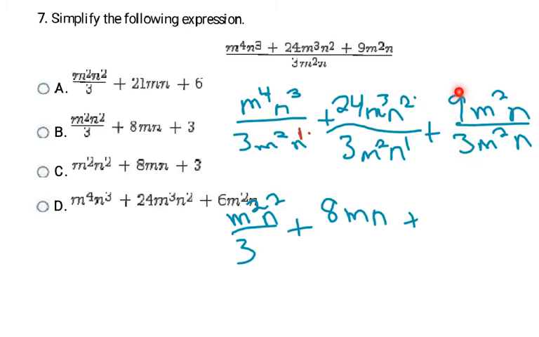So 9 over 3, that's going to simplify to 3. And then n squared over n squared, 2 minus 2, if you subtract the exponents, is 0. So those are going to cancel out. And then n over n cancels out also, so I'm just left with the 3. So that means my final answer here is B.